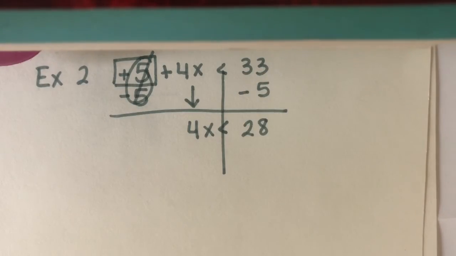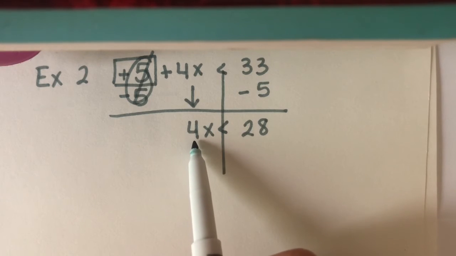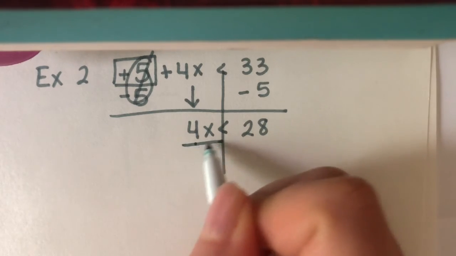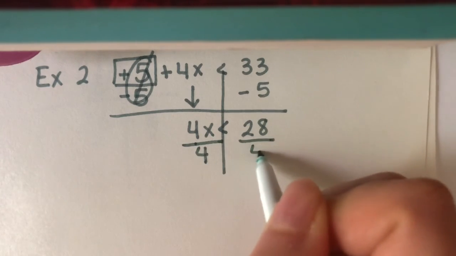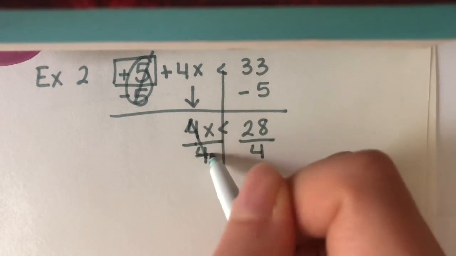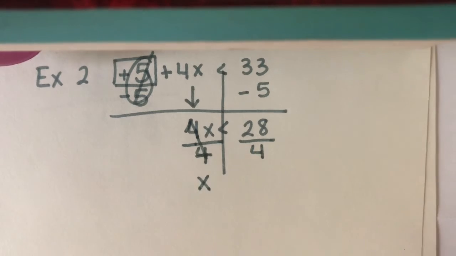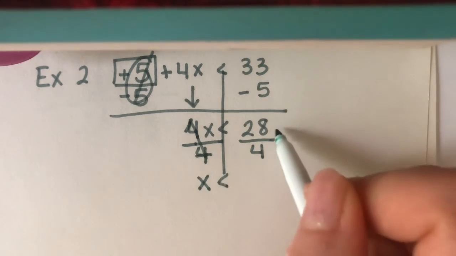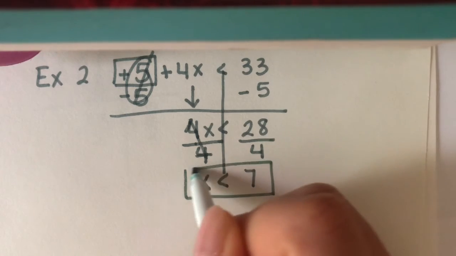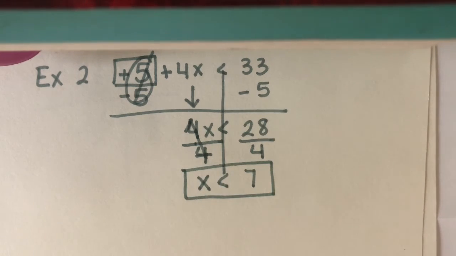All right, so we went ahead and we removed our constant. The second thing we need to do is remove our coefficient. So our coefficient here is 4. Since 4 is being multiplied by x, I need to do inverse operations, which means I have to divide both sides by 4. Now if I divide both sides by 4, I know that 4x divided by 4 is a 1, so that's 1x or just x. And then 28 divided by 4 is 7. And there I have my solution. My solution is x is less than 7.